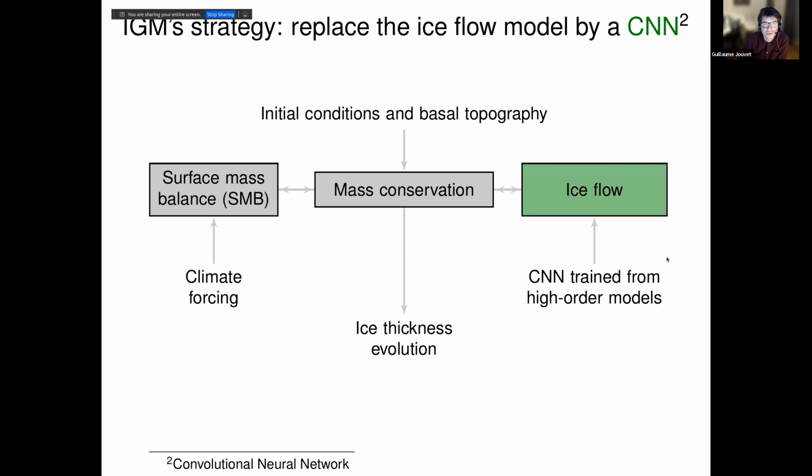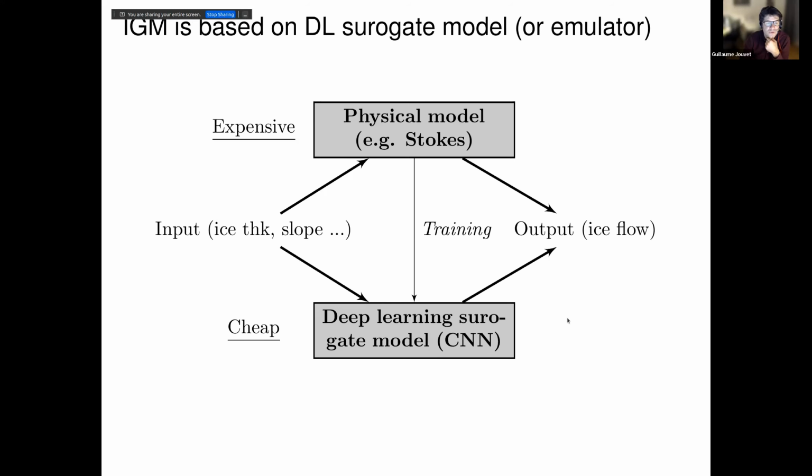So the strategy is to say we will replace this traditional solver by a so-called convolutional neural network. It's a very popular machine learning model, which is trained from a high order model. And that's what I'm going to explain in the next slide: what a CNN is and how it is trained.